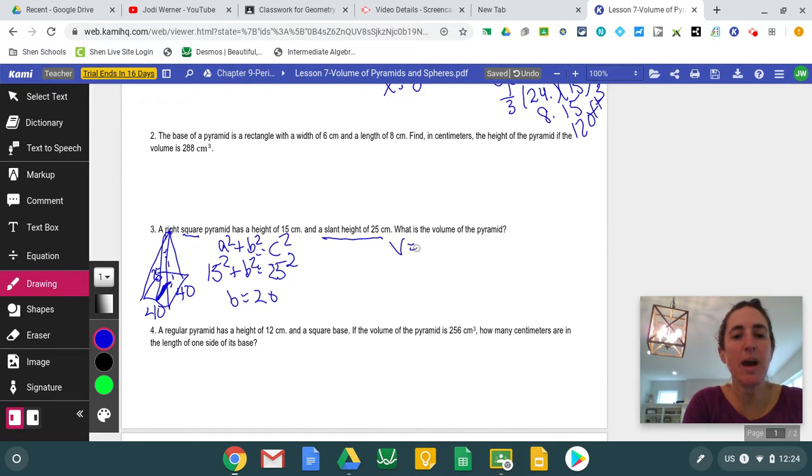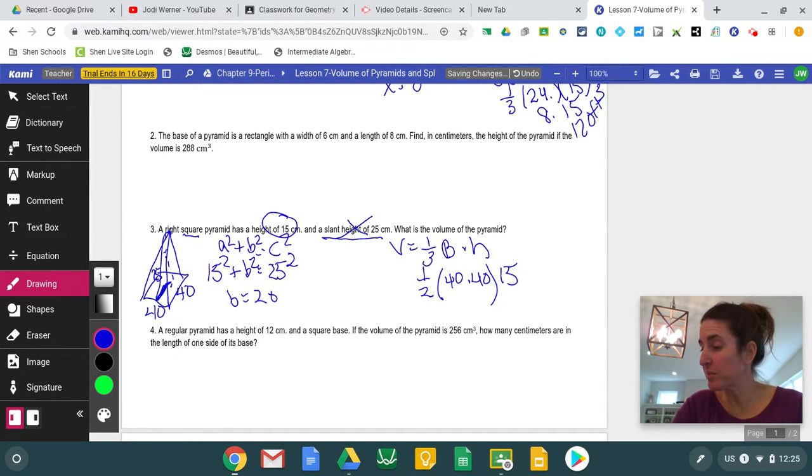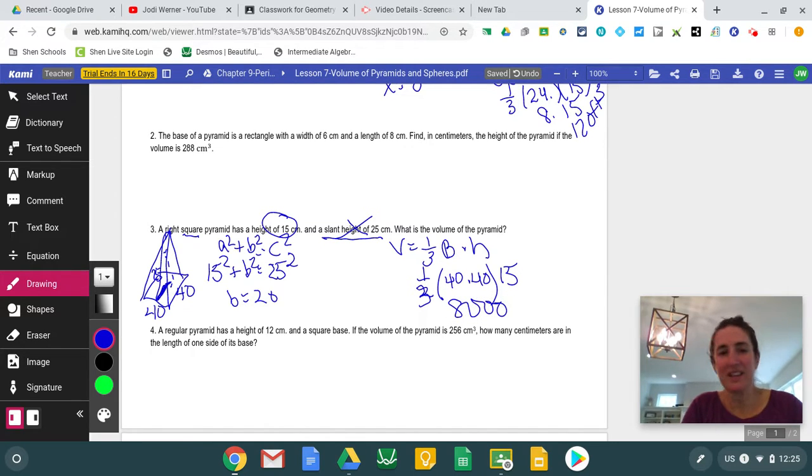So if I'm using my 1/3 big B times H, I've got 1/3 times the base area times the height of the whole shape. Now the height of the whole shape is not the 25, that's the slant height. I need the height of 15, so I'm going to times it by 15. If I multiply, oh, did I write 1/2? That should be a third. So if I multiply them all together, I end up getting 8,000 for my answer, centimeters cubed. That was fun. We should try another hard one too, because these are tricky.